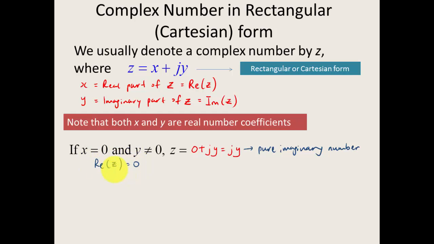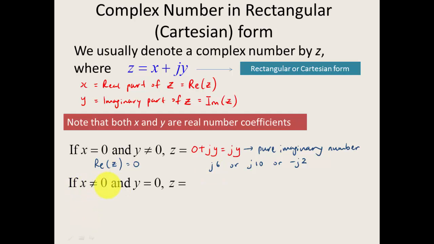So in this case, z is a pure imaginary number, and the real part of z is actually 0. It has no real part. Examples of pure imaginary number will be j6 or j10 or negative j2. In all these complex numbers, you realize that they only contain one term, and that one term has a j attached.